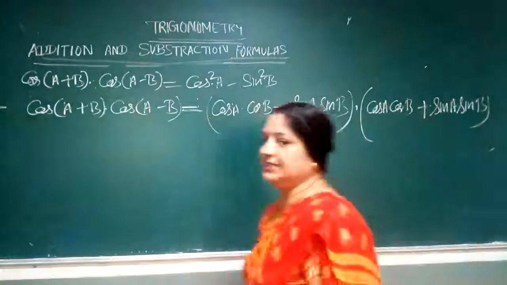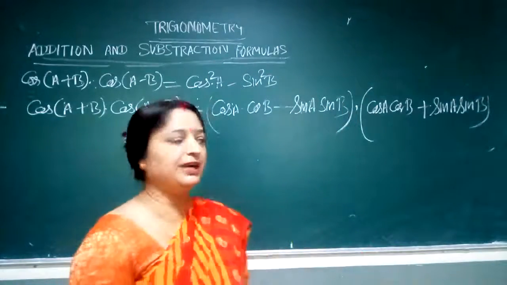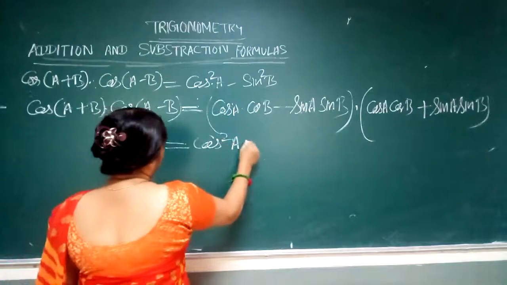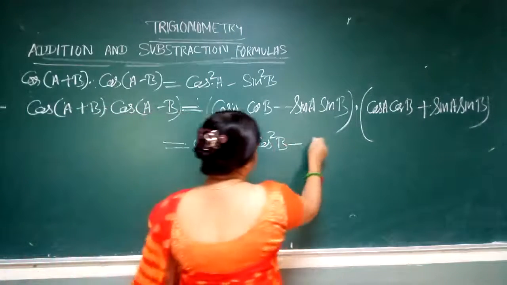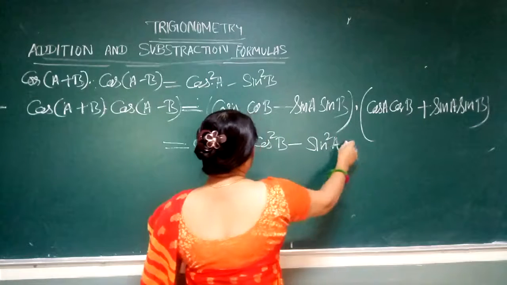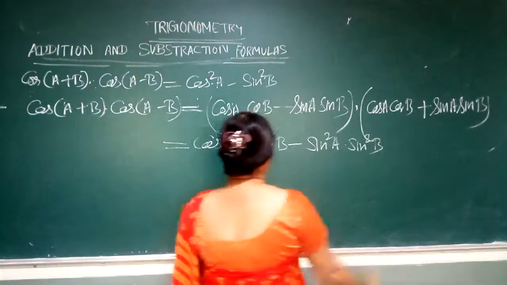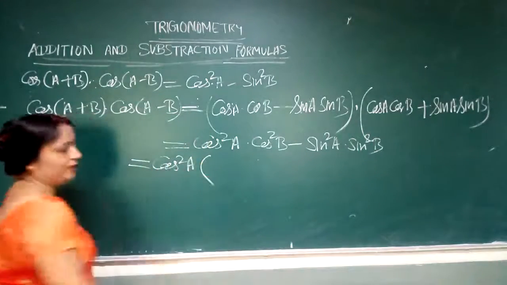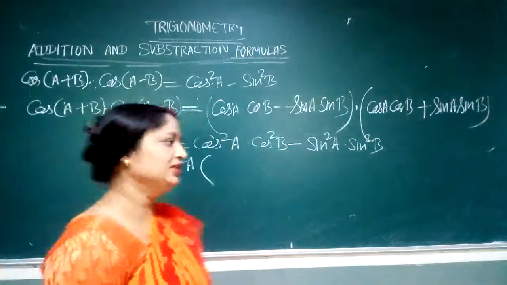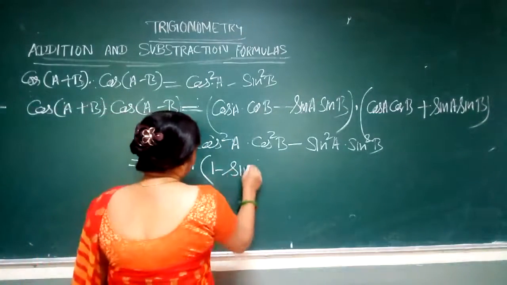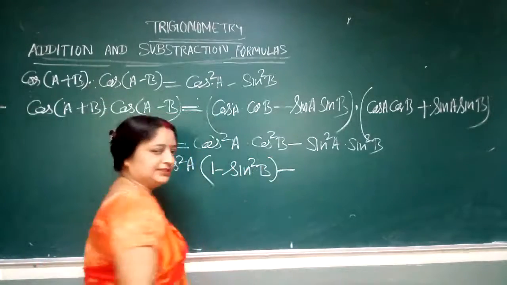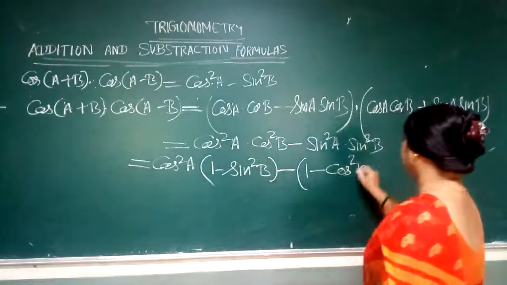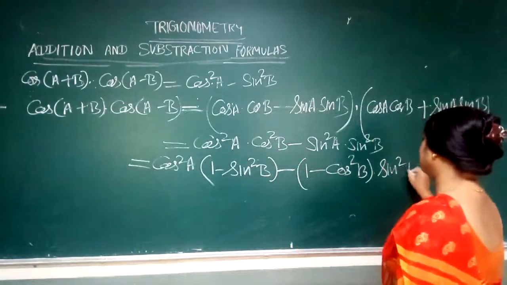After that we will apply the formula (a plus b)(a minus b). So it will come here cos square a into cos square b minus sin square a into sin square b. Now after this, cos square a, what is the formula of cos square b? Change this term into sin, so it will come 1 minus sin square b, minus sin square a is 1 minus cos square b, into sin square b as it is.